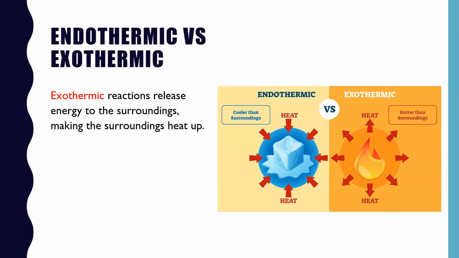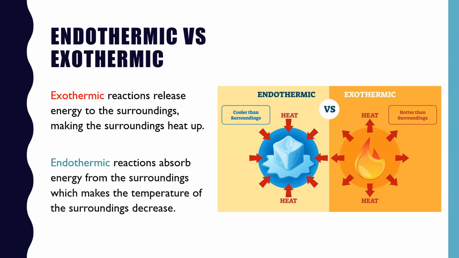Exothermic reactions release energy into their surroundings, making things heat up, so they would feel hot. Endothermic reactions absorb energy from the surroundings, which makes the temperature of the surroundings decrease, so they would feel cold. Exothermic, heat exits, it feels hot. Endothermic, heat goes in, it feels cold.